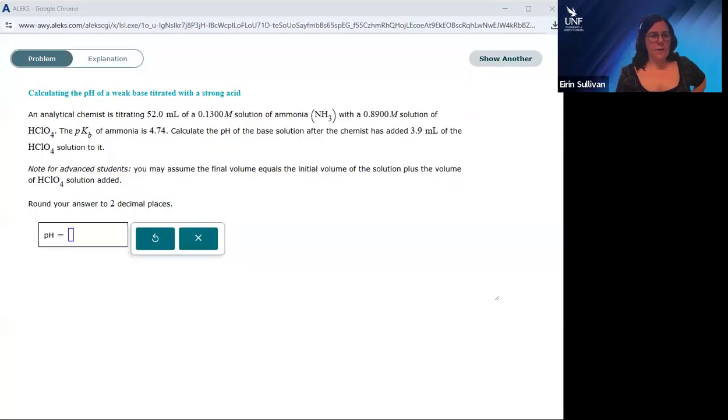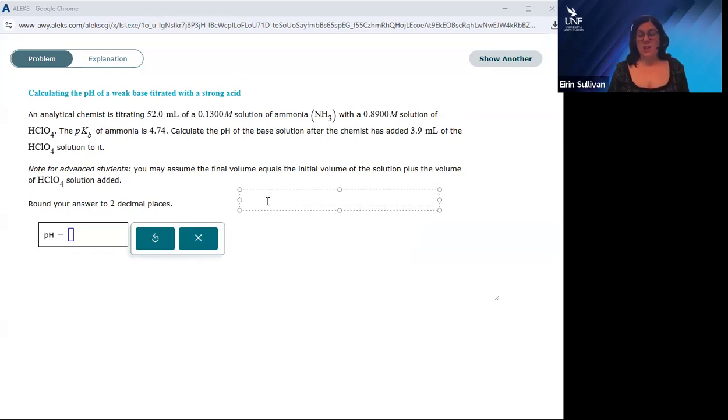All right, so we're going to go ahead and do an example of calculating the pH of a weak base titrated with a strong acid. The thing to remember is that we're starting with our weak base and we're adding strong acid to it. And we need to work out if we are before, at, or after the equivalence point before we know how we're actually going to deal with this issue.